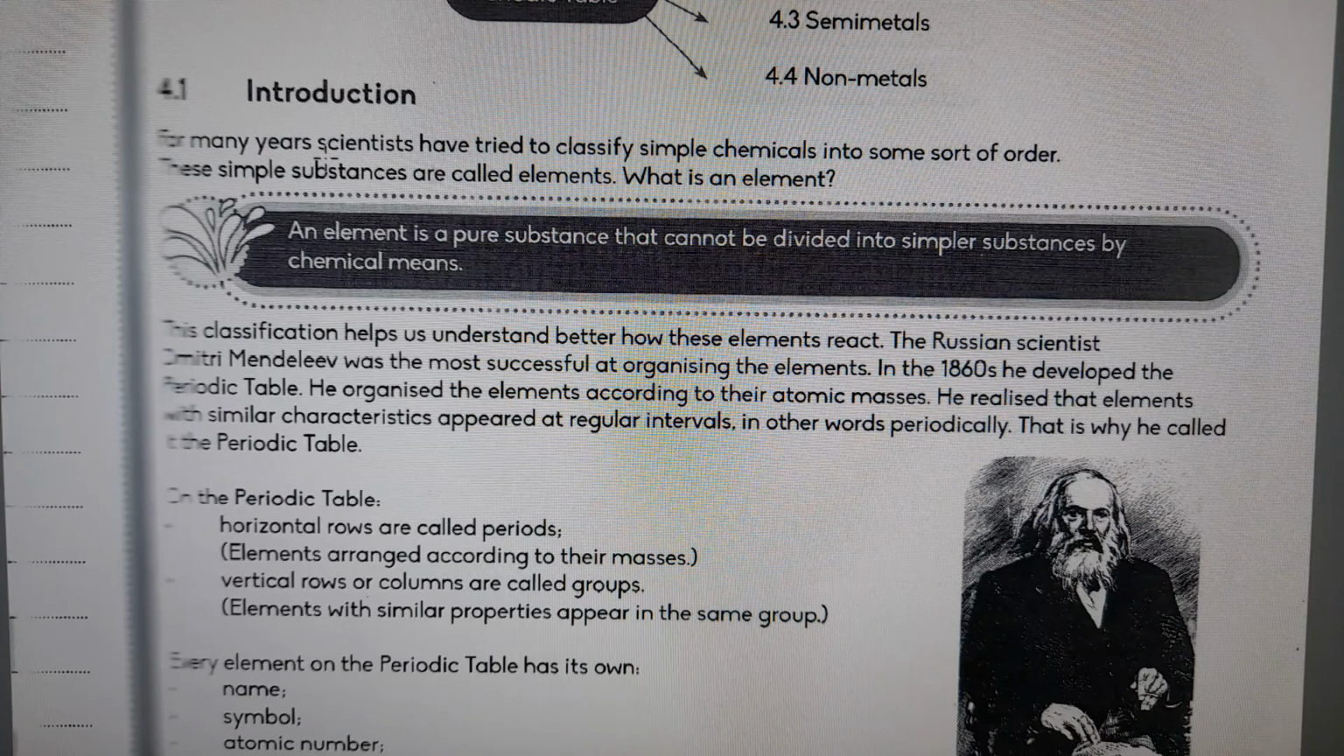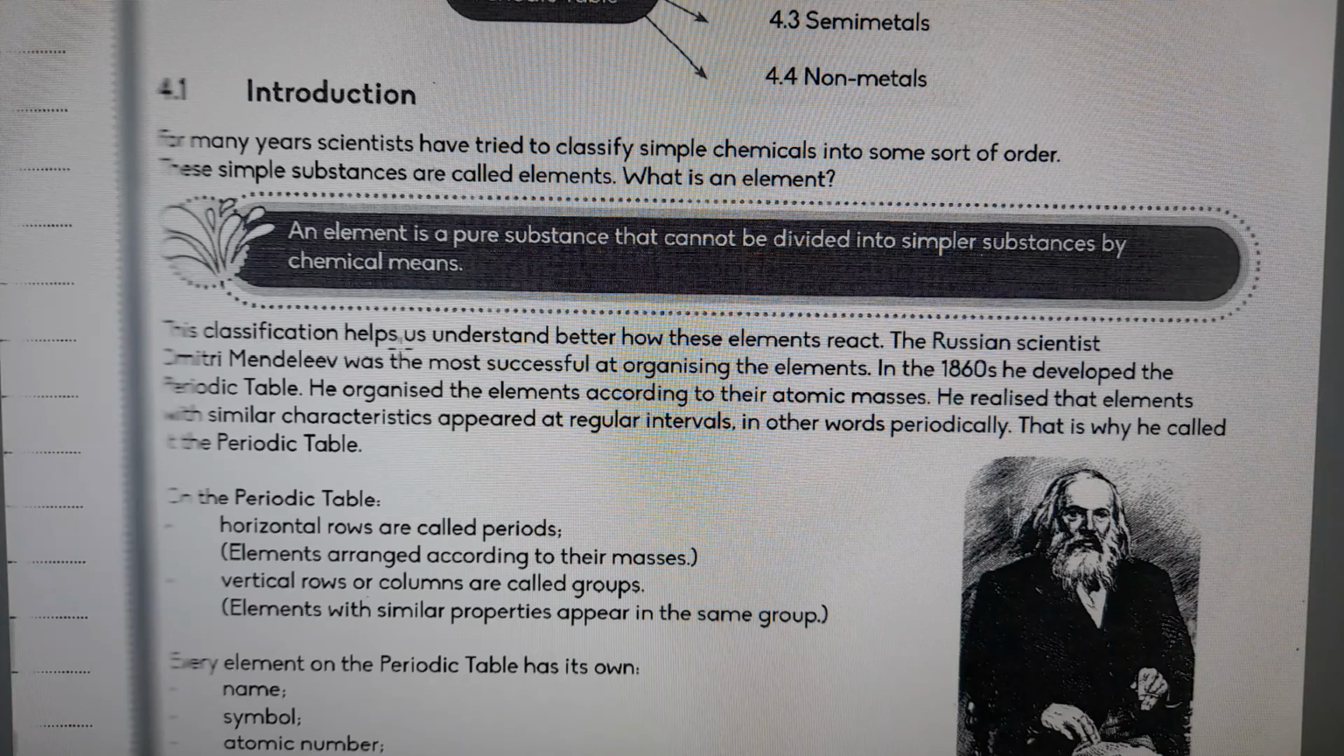So they say that for many years, scientists have tried to classify simple chemicals into some sort of order. These simple substances are called elements. Okay, so what is an element? An element is a pure substance that cannot be divided into simpler substances by chemical means. Please get the definition. An element, number 1, is a pure substance. Number 2, that cannot be divided into simpler substances. Number 3, by chemical means.